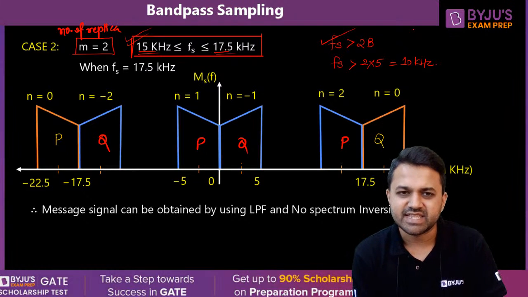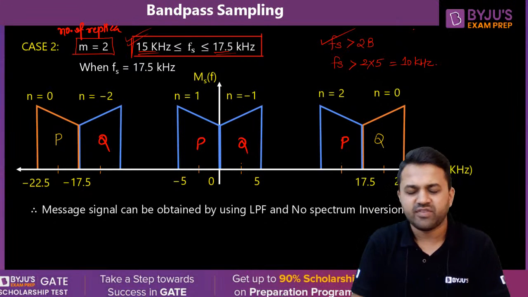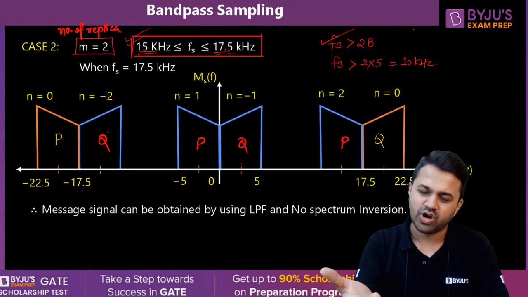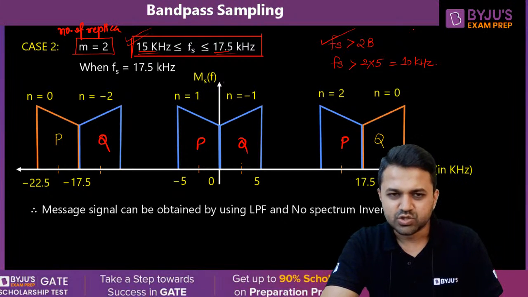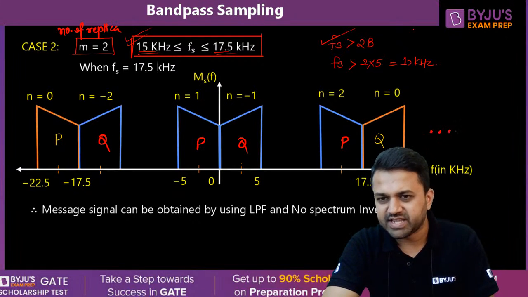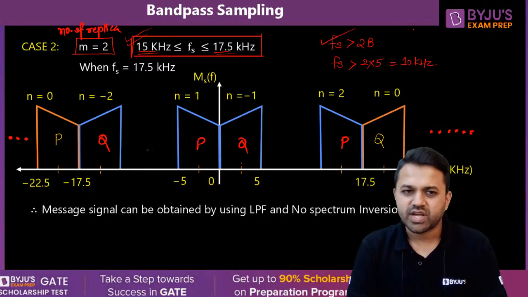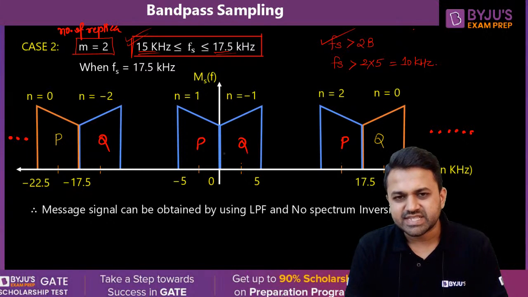Now here you can see that in this diagram, when I take Fs equal to 17.5, after shifting, I am not explaining the shifting because you know how to shift the signal. After shifting I am getting this type of signal. Obviously there will be more components on the right hand side of this Q and on the left hand side of this P, but we are not interested in that. Here you can see that this spectrum P and Q are centered about the origin.